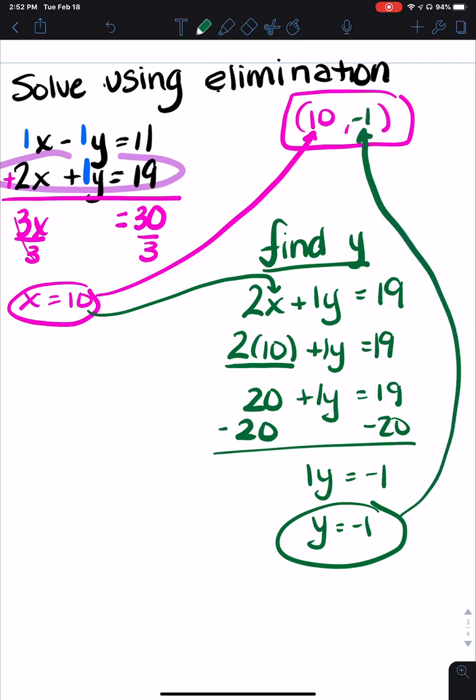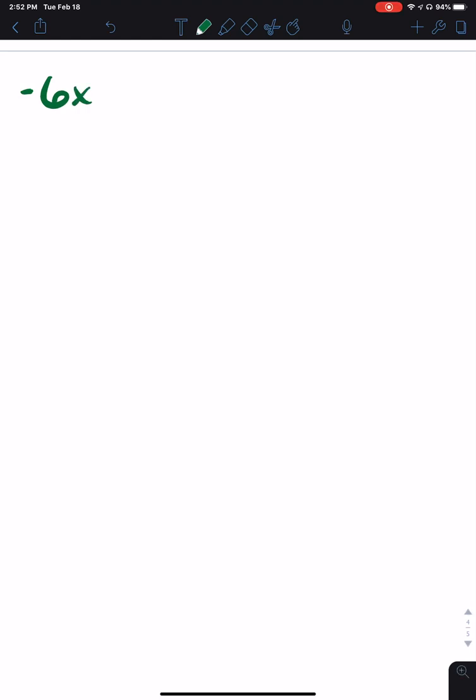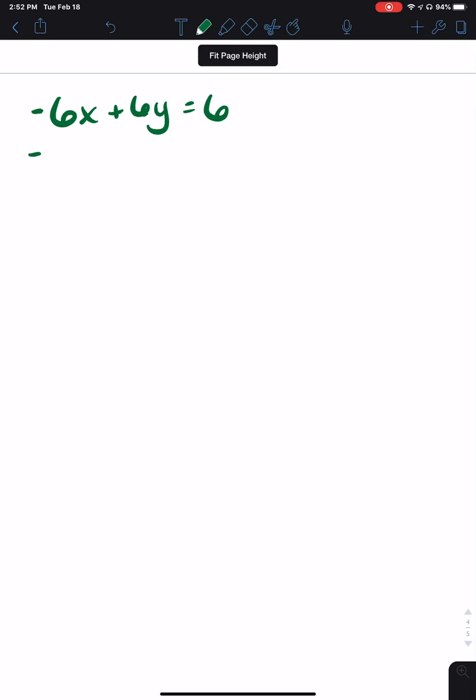Now, those are kind of the big deal as far as elimination when you have matching ones. If I have opposites that are already there, then we're good to go. There are a few of them where you're going to have to do some multiplying through. So let me give you an example of that. Negative 6x plus 6y equals 6. Negative 6x plus 3y equals negative 12.